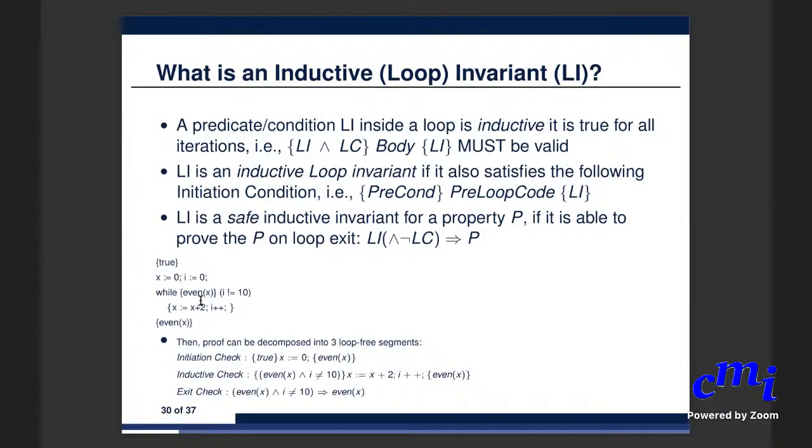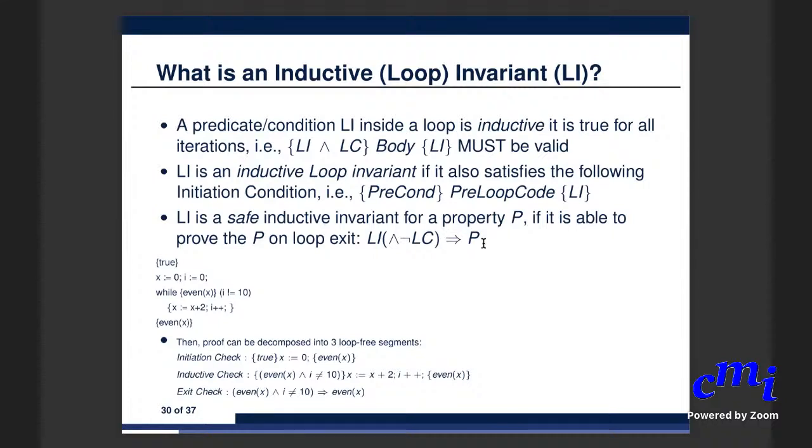That is, if the loop invariant is true at the head of the loop, and LC is false, the loop entry condition is false, then that is the situation when you exit the loop. Okay, you don't enter the loop. In that case, P should be true.